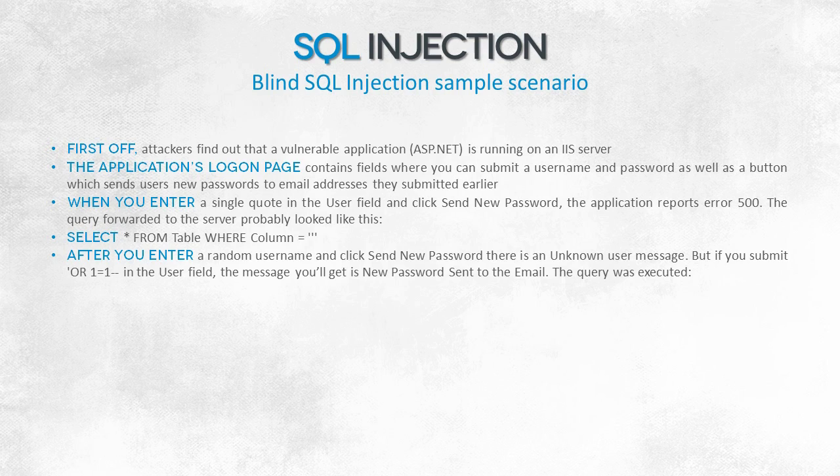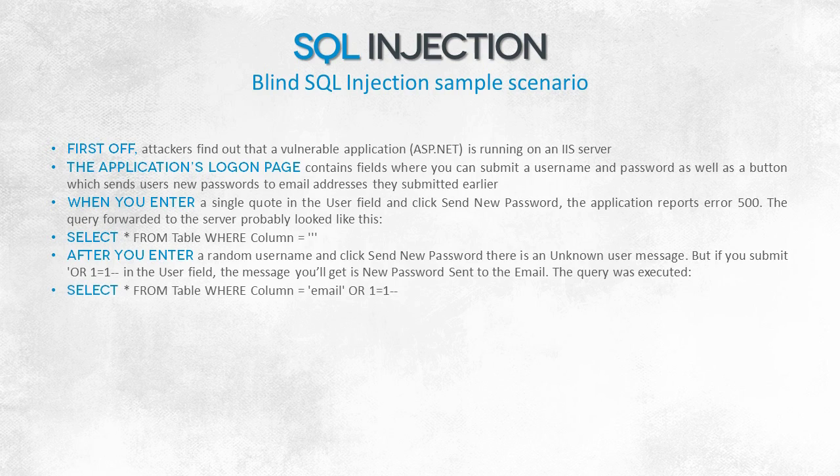When trying to submit a different username, the attackers clicked Send. This prompted a different error message. This was no longer error 500. Instead, the unknown user error message would be displayed. If a true expression was entered into a user field, like OR 1 = 1, an interesting message would be prompted. A new password has been sent.